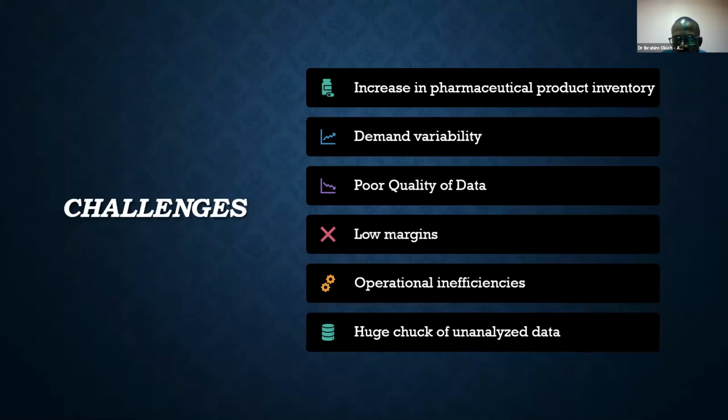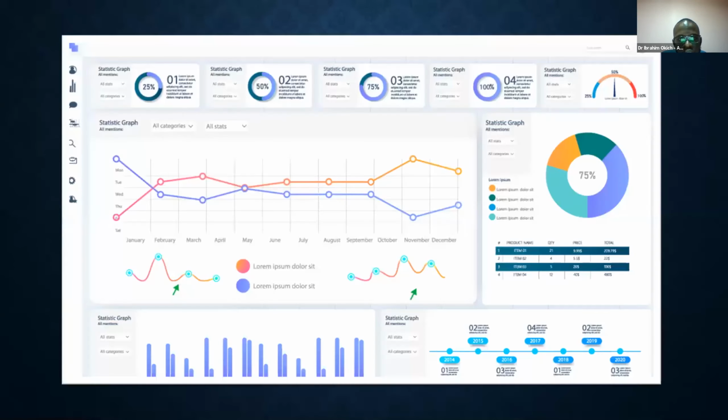Regarding the unanalyzed data, we need to analyze our data the moment they come in. The moment you get this data into our system, we need to analyze it straight away. So in order to mitigate such challenges, this is where artificial intelligence tools come in to help us. We expect the end result to be a dashboard like this one that I'm showing.